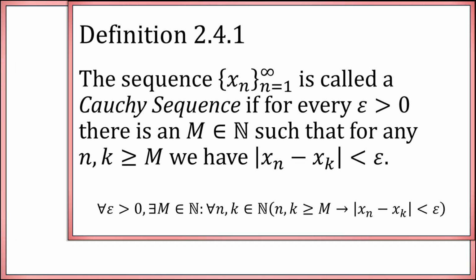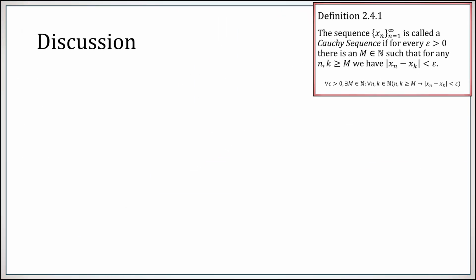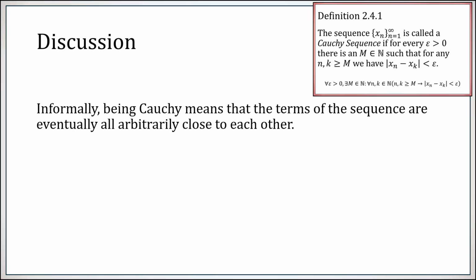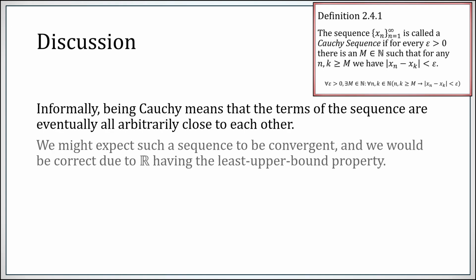So let's talk about this definition. Informally, being Cauchy means that the terms of a sequence are eventually very close to one another. We have a distance between x sub n and x sub k here. Now it only works for indices past a certain point, hence the term eventually, but the terms of the sequence are close to one another, their distance being the absolute value of the difference. So the distance is less than epsilon past a certain point.